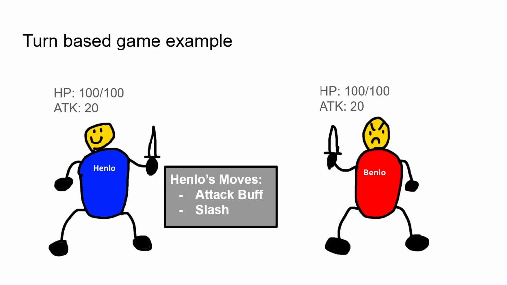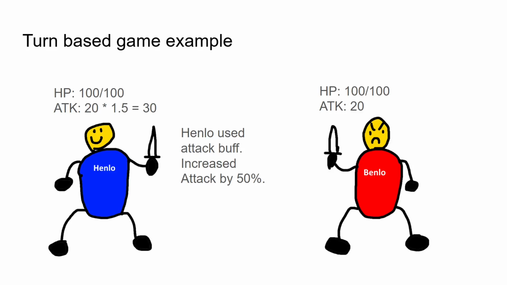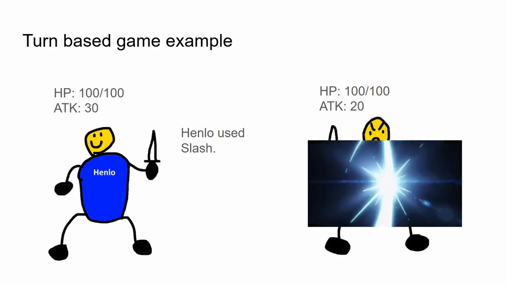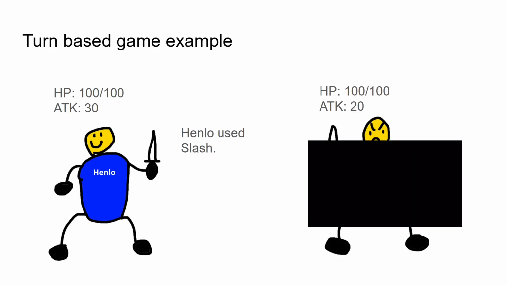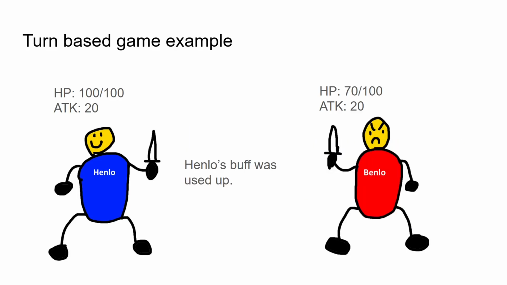Henlo uses the attack buff move, which increases his attack by 50%, or a multiplier of 0.5. After applying this attack buff, Henlo's attack is now 30. He then uses a slash attack and deals 30 damage. If he wasn't buffed, he would only do 20 damage. Once the duration of Henlo's buff runs out, his attack goes back to his base of 20.